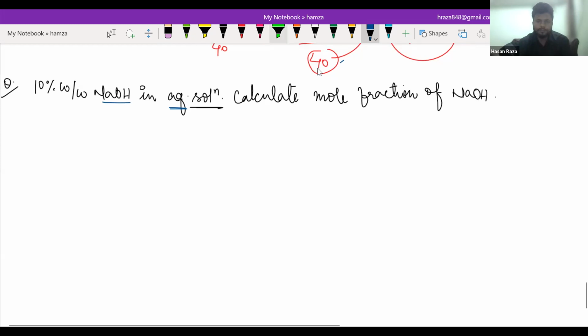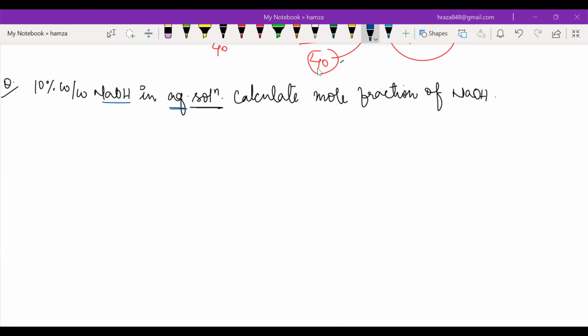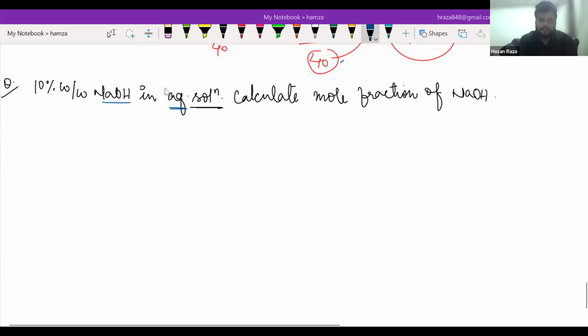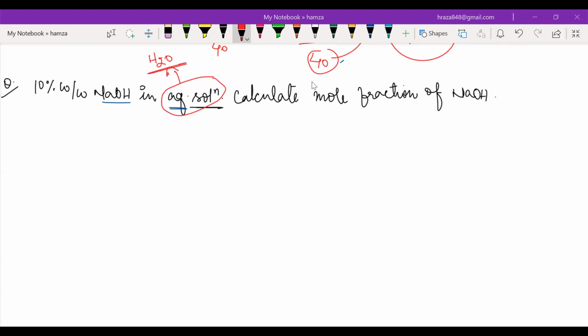Hamza, Nora. See, I want to tell you that this aqueous solution means it is present in water. Can you do it? Moles of solute by... What you just said, Hamza?